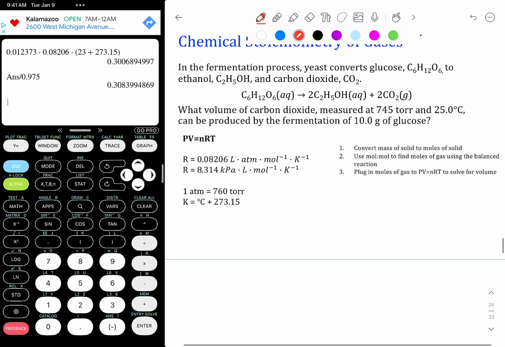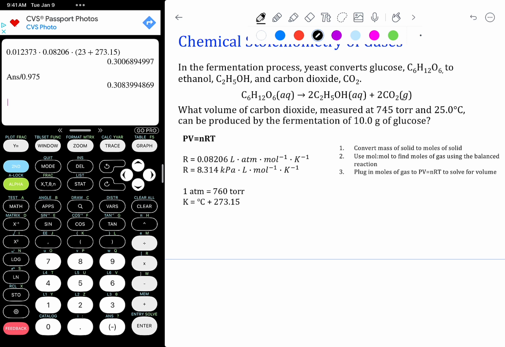In the fermentation process, yeast converts glucose, C6H12O6, to ethanol, C2H5OH, and carbon dioxide, CO2. What volume of carbon dioxide measured at 745 torr and 25 degrees Celsius can be produced by the fermentation of 10 grams of glucose? So what I want you to do for this problem is to pause your video and walk through this.